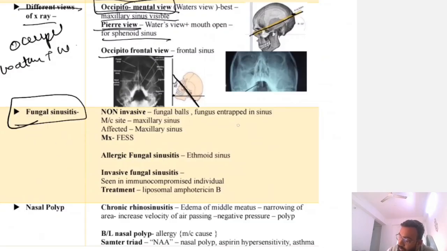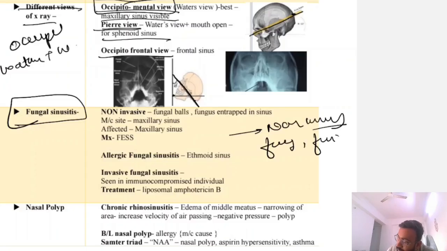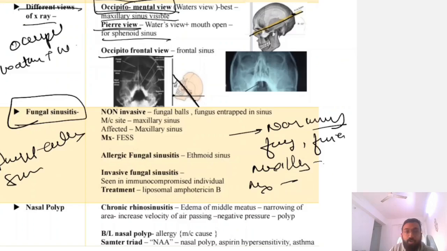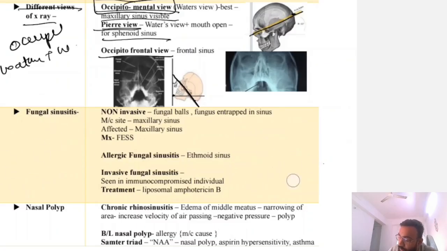Next is fungal sinusitis. First is non-invasive: fungal balls, fungus entrapped in the sinus. Maxillary sinus is most commonly affected. Management is by functional endoscopic sinus surgery. So you know we have an endoscope, which is like a camera that goes inside the nose. This is used in removing the fungus.